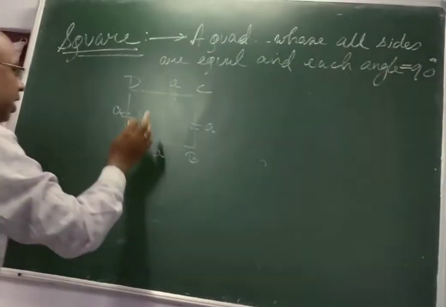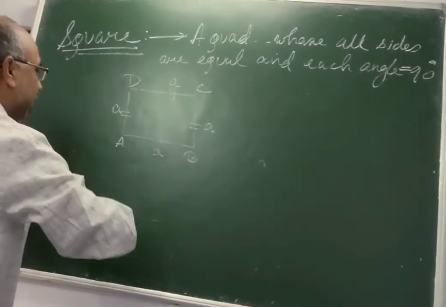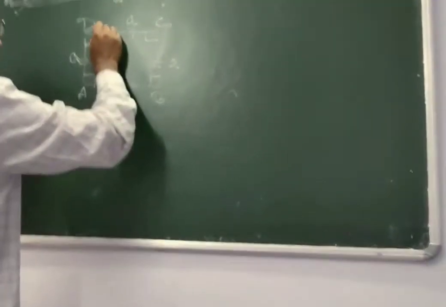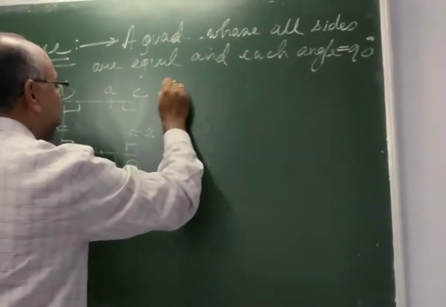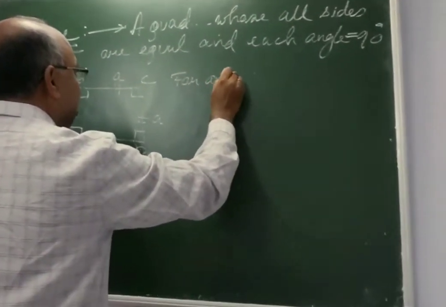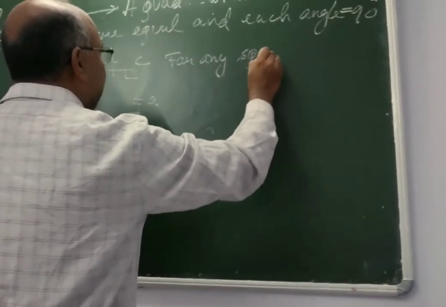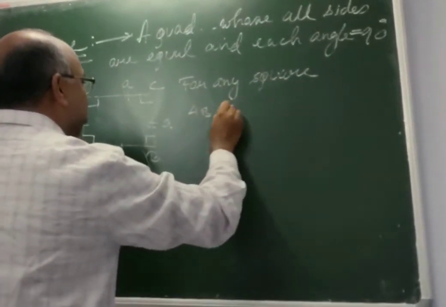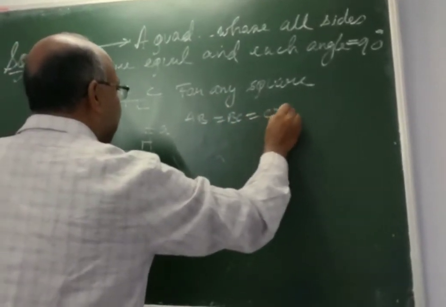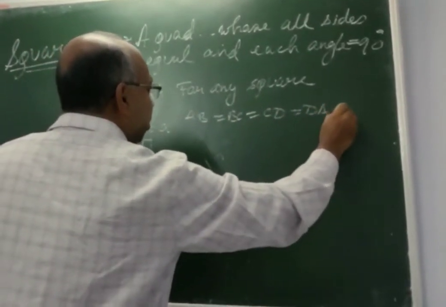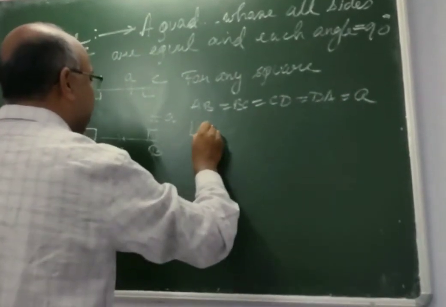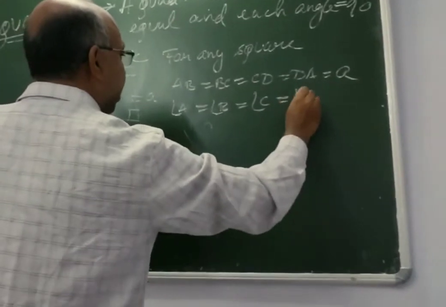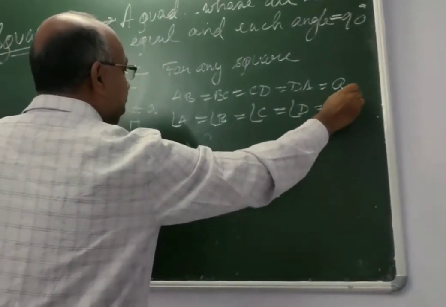Now as I said, all sides are equal. Let us consider every side as A, and each angle is 90 degrees from the definition. So for any square, AB equal to BC equal to CD equal to DA equal to A, and all the angles, angle A equal to angle B equal to angle C equal to angle D equal to 90 degrees.